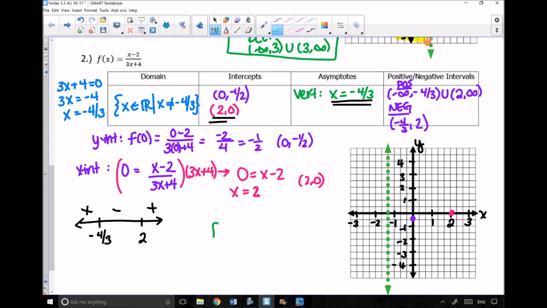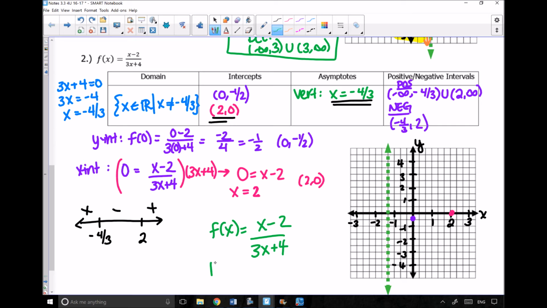So if I know f of x is equal to x minus 2 over 3x plus 4, when we're figuring out our horizontal asymptotes, we're looking at large values of x. So when x is approaching infinity, if I put infinity in here and I subtract 2, I still will be at infinity. And if I take 3 times infinity and I add 4 to it, I'm still going to be at infinity. So this -2 and this +4 really don't make a difference.